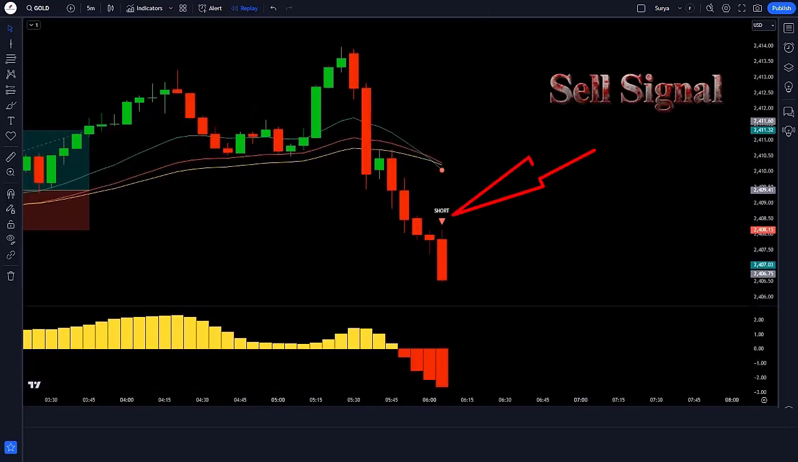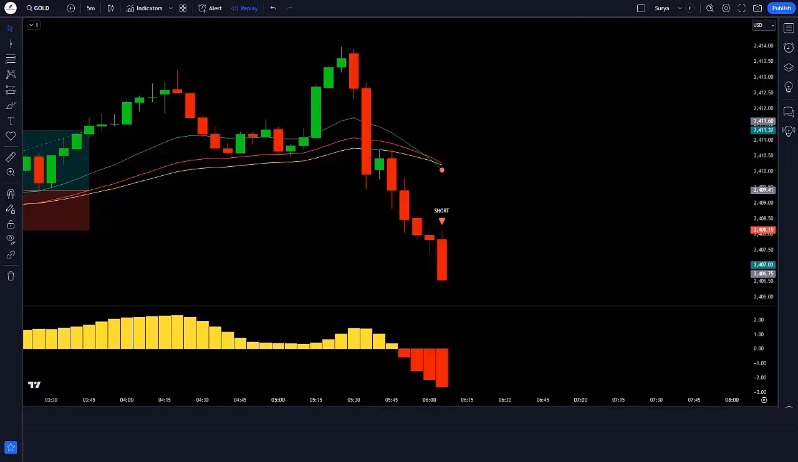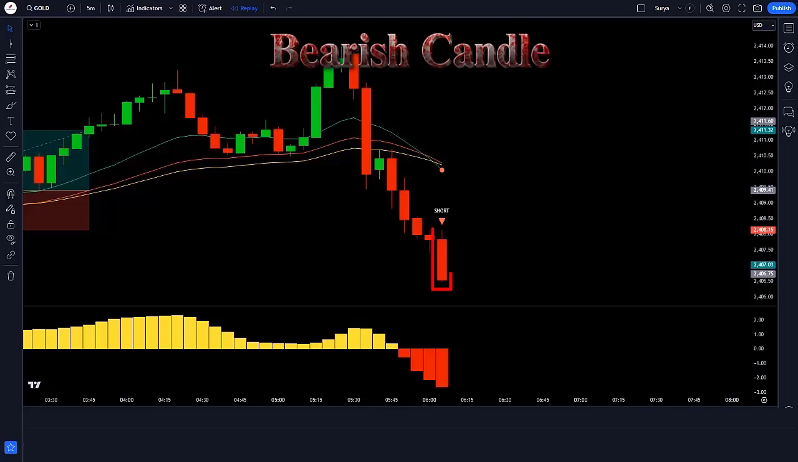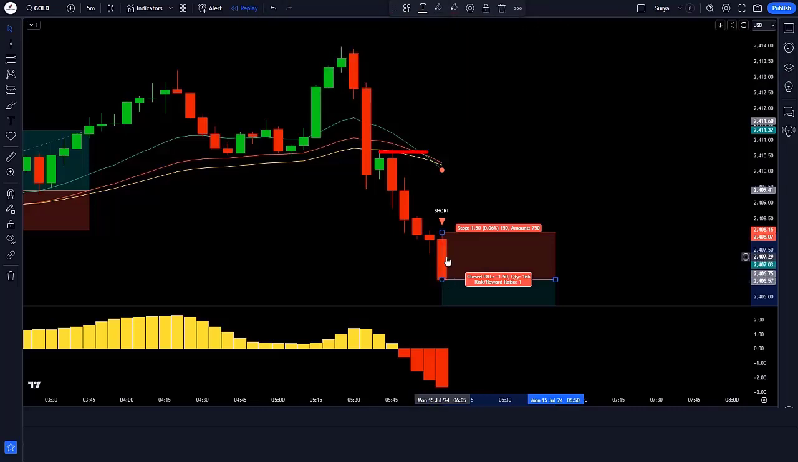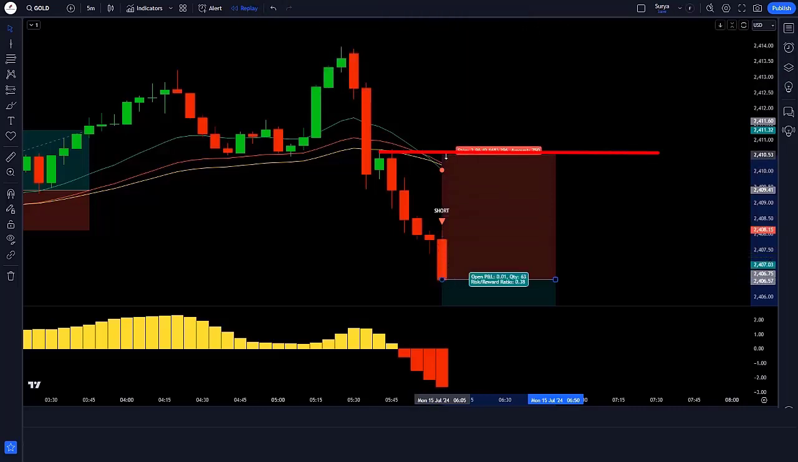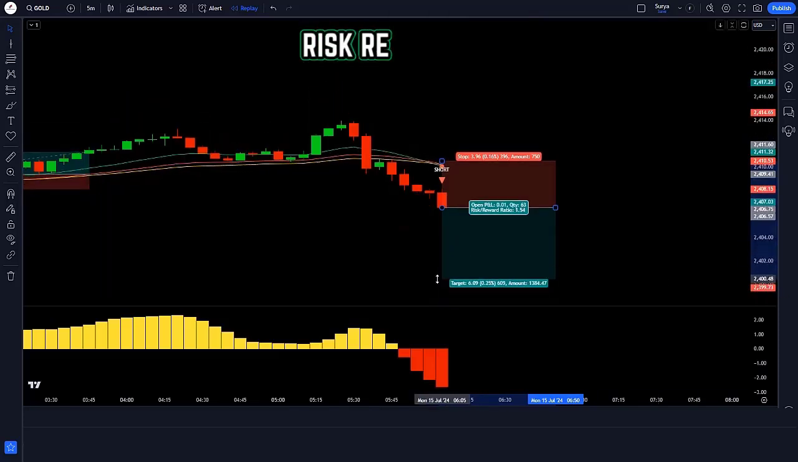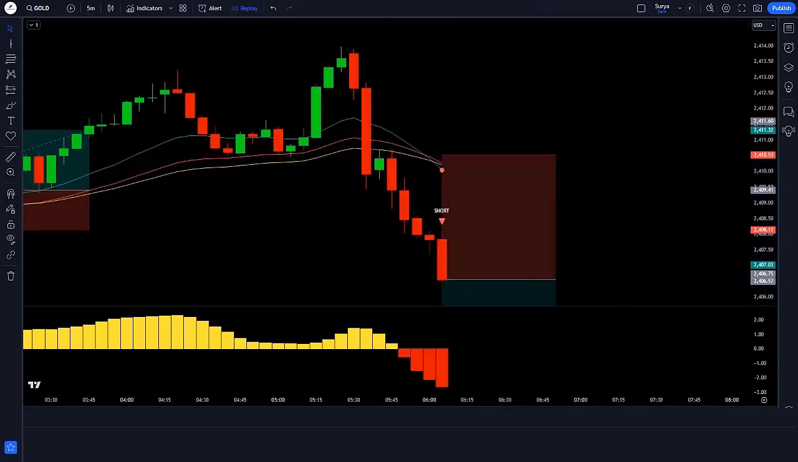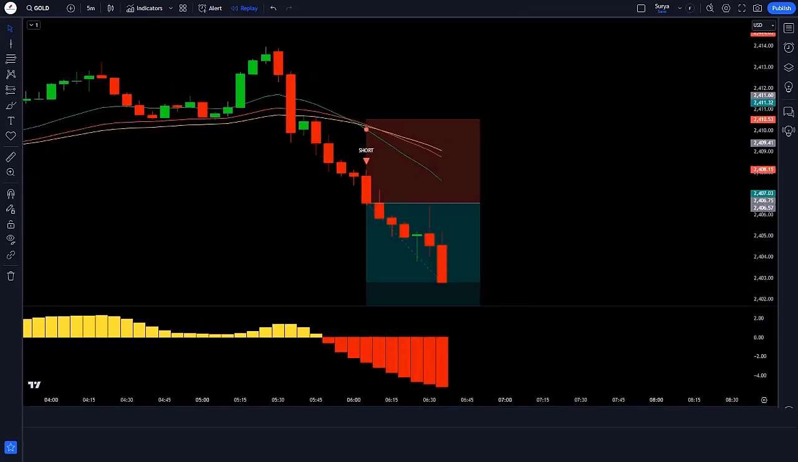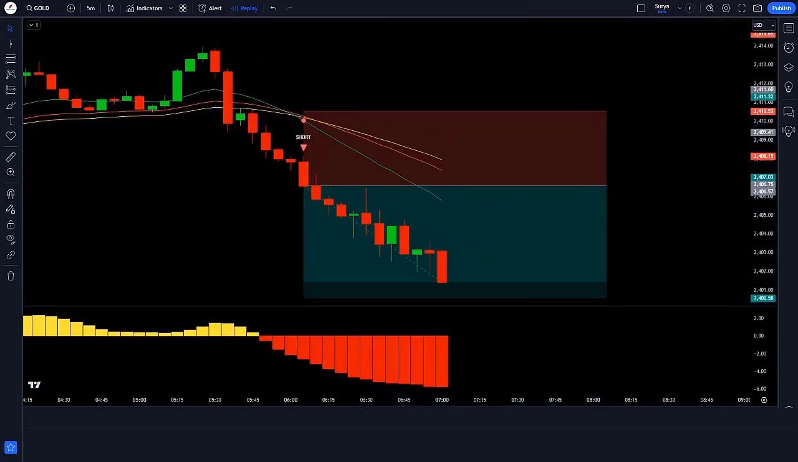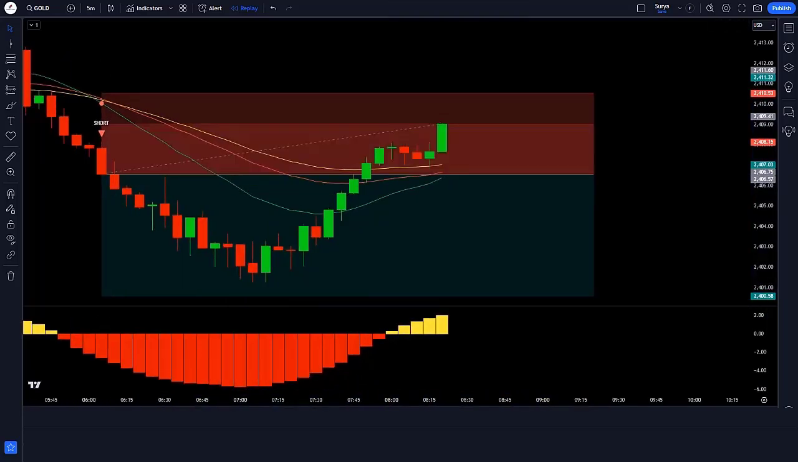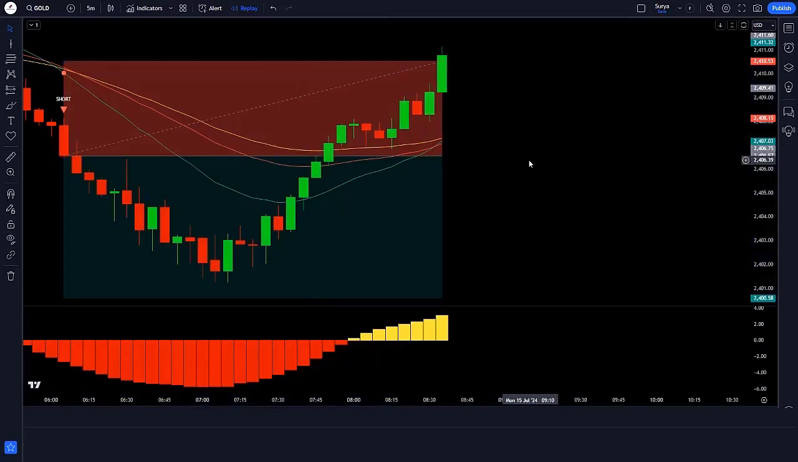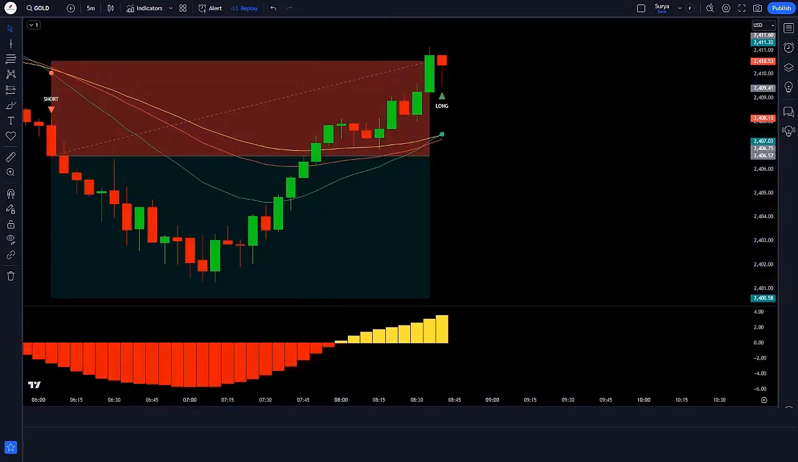When the 3MA cross indicator gives us a sell signal, when the Awesome Oscillator indicator has formed a red histogram, when the market forms a bearish candle, if this condition is met, we will take a sell order. Our stop loss is to be placed at the previous high of the market. And the risk to reward ratio will be 1 to 1.5. Let's see what happens to our trade. Our trade is running in profit. The market has hit the stop loss. Let's find the next trade.